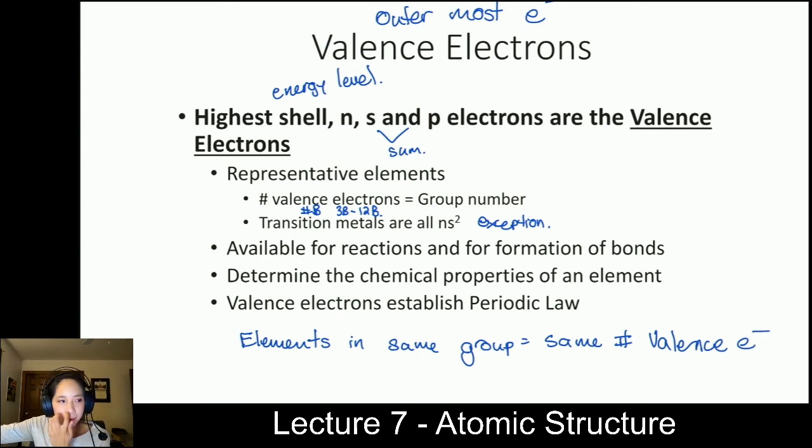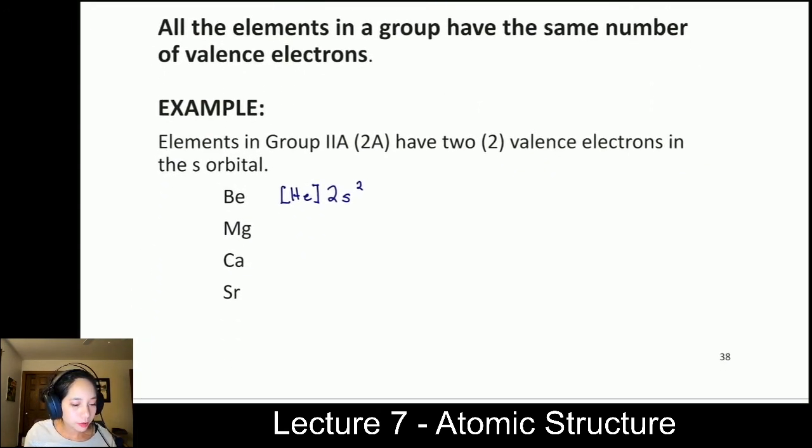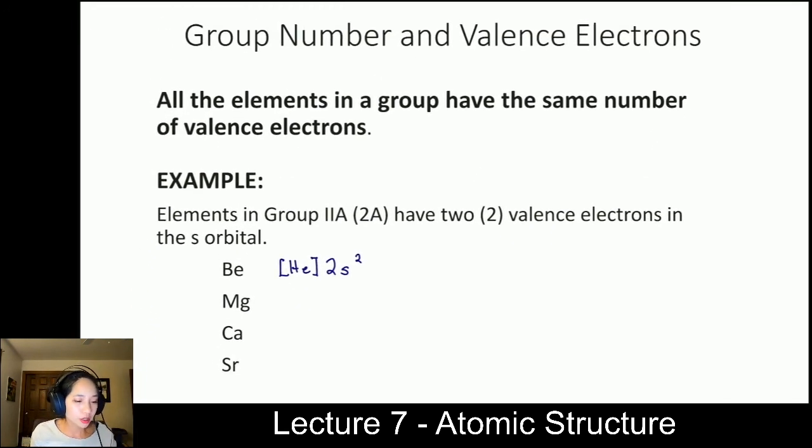Okay. Are we going to do some practice? No. Okay. I guess I'll just prove to you that the group number and valence shell electrons are the same. All right. So in this example, elements in group 2A all have 2 electrons in their outermost s orbital. So that's why they're named group 2A, and they all have 2 valence electrons.